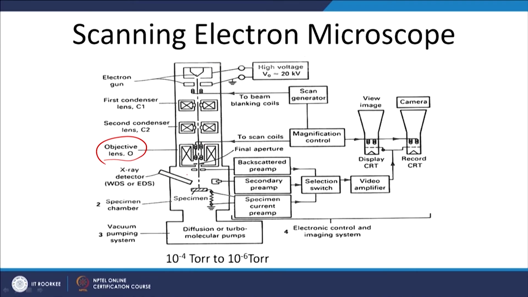Below the objective lens there are X-ray detectors, in the case of EDAS, and then there are different detectors there. But first there is the specimen, the sample substrate, and this is the specimen chamber, which is kept in a very ultra high vacuum. And these are the pumping systems, the vacuum pumping system, diffusion and turbomolecular pumps.